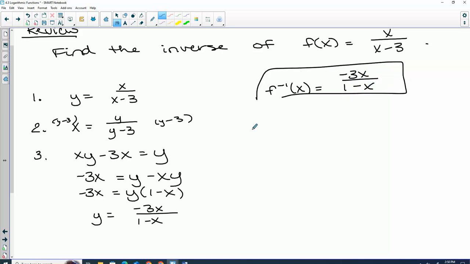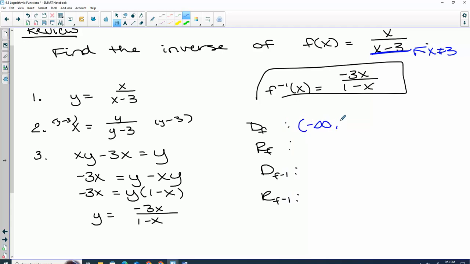On these, I usually ask for domain and range for both the function and the inverse. Domain is easier to find than range. So domain of the original function. If I look back at the original, what's my domain? X can't be 3. So we write that as negative infinity to 3, union 3 to infinity. And remember, the domain of the function becomes the range of the inverse because x and y flip roles.